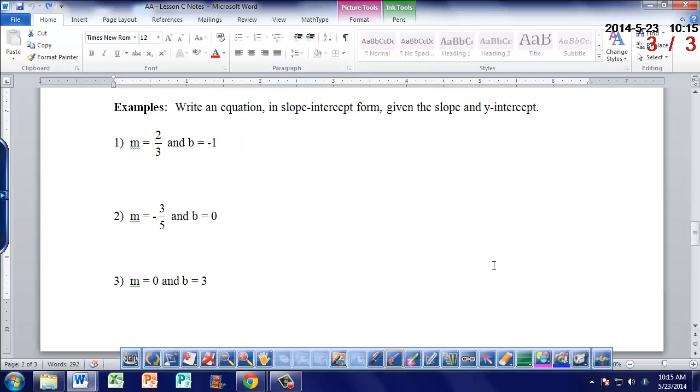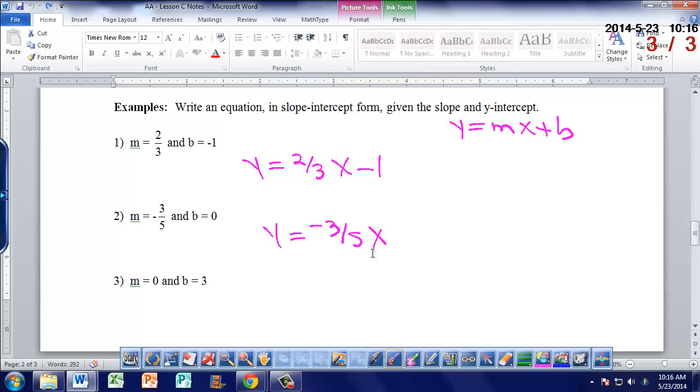Okay, write the equation in Slope-Intercept Form. You're literally given the m and b. All I'm going to do is take my y equals mx plus b and plug in m and b. That's it. So this first one is going to be y equals 2/3 x minus 1. And it's okay if you write plus -1. This one is going to be y equals -3/5 x. We don't need to write plus 0. This one, it would be y equals 0x plus 3.